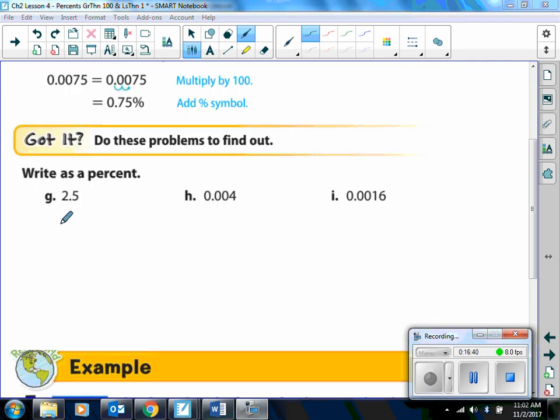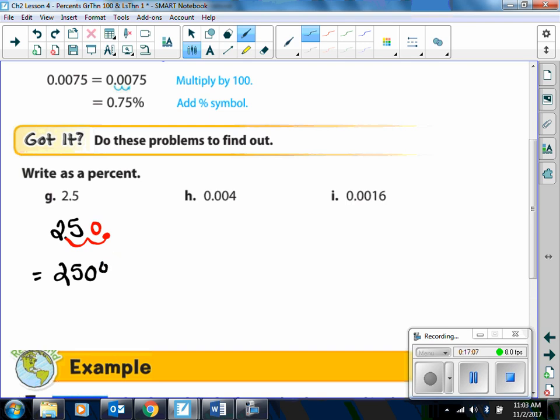So for got it letter G, we have 2.5, and we want to change this decimal to a percent. To change decimal to a percent, we move the decimal 2 places to the right, and then we're going to have to annex that 0. So now 2.5 as a percent is 250%, and don't forget, you must write your percent symbol. Okay? You must write your percent symbol.